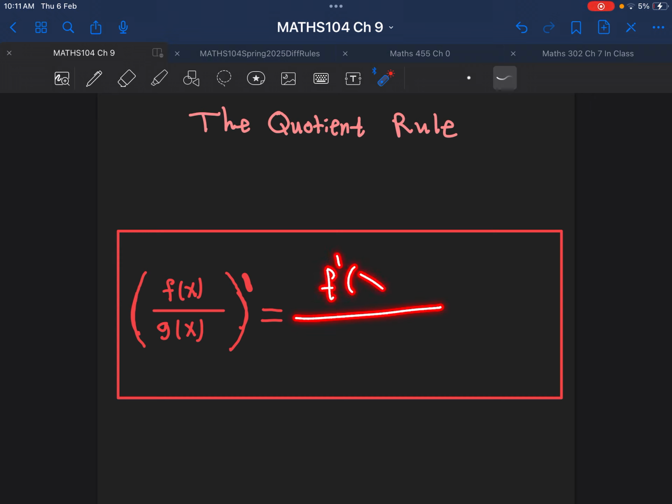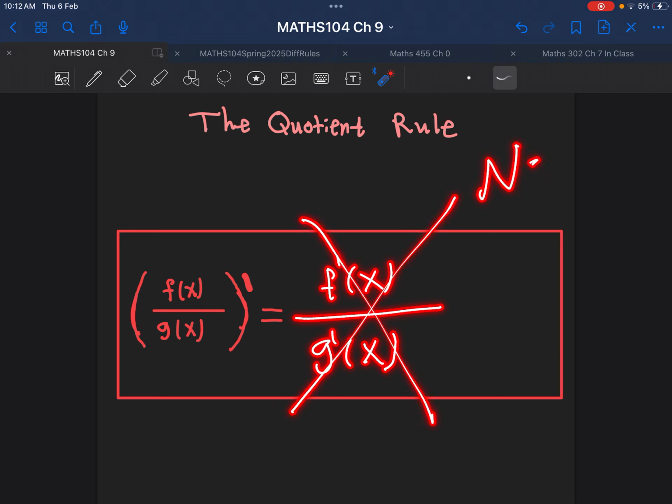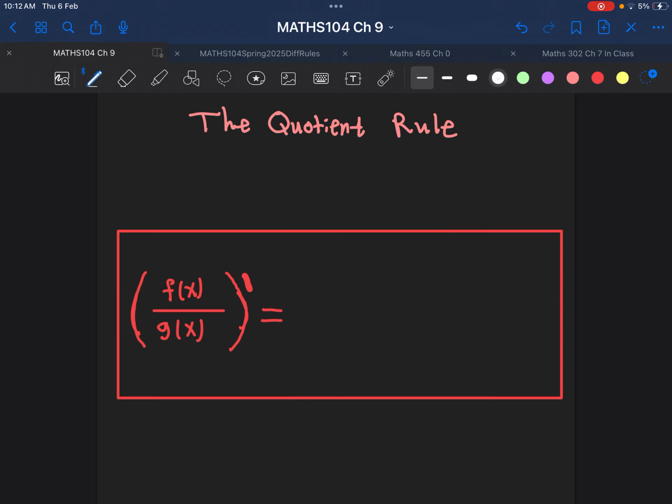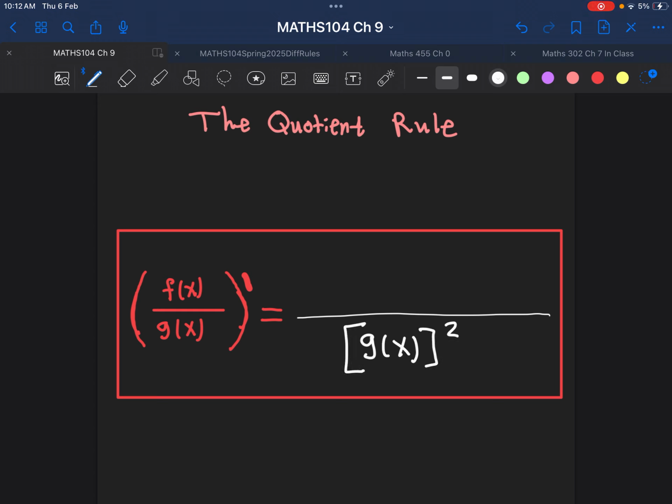For the quotient rule, again, we have another one, and this one is not what you should expect. We would love to have it as simple as this one, but no, that's not the case. Unfortunately, that's not the case. There is a rule, and the rule goes as follows. First of all, we keep the denominator, we just square it. So keep the denominator, just square it.